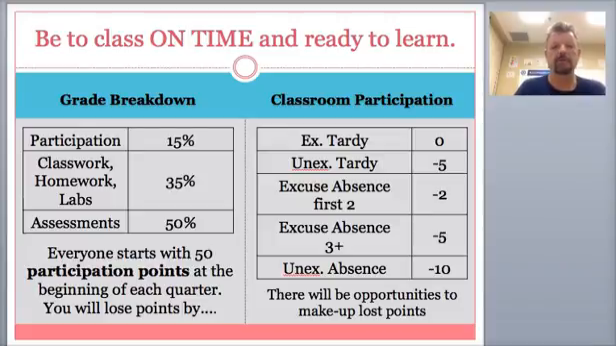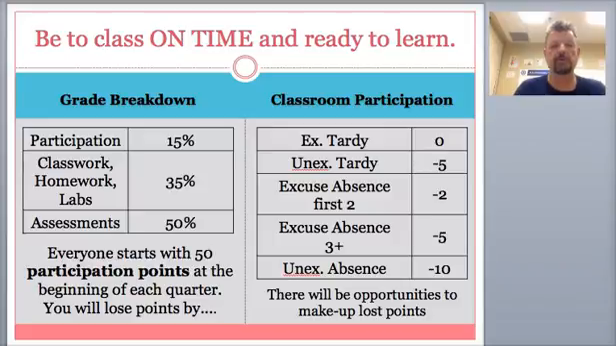Grade breakdown. Participation is worth 15%. Classwork, homework, and labs make up 35%. Assessments, including quizzes and tests, are worth 50% of your overall grade. Everyone starts with 50 participation points at the beginning of the quarter.